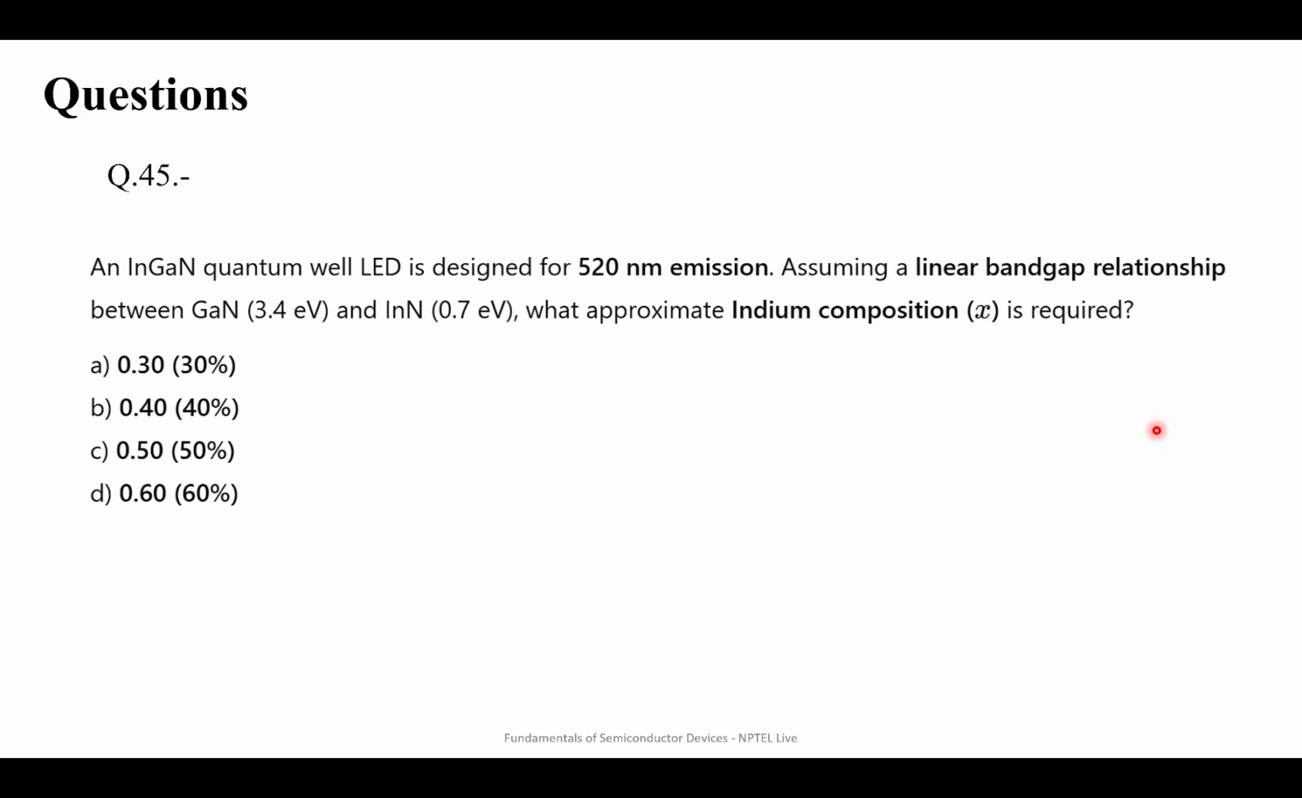Now a numerical to end the session. An InGaN quantum well LED is designed for 520 nanometer emission. Assuming a linear band gap relation between gallium nitride, 3.4 electron volts, and indium nitride, 0.7 electron volts, what approximate indium composition is required? 30%, 40%, 50%, 60%.